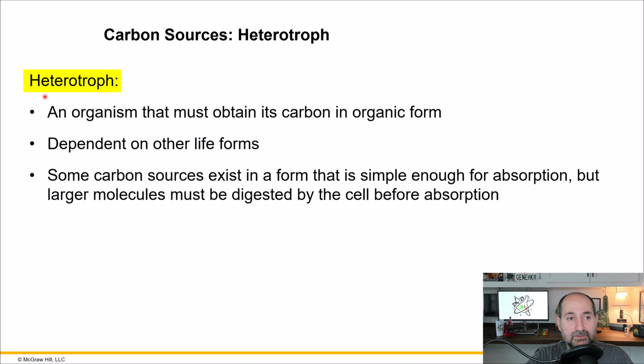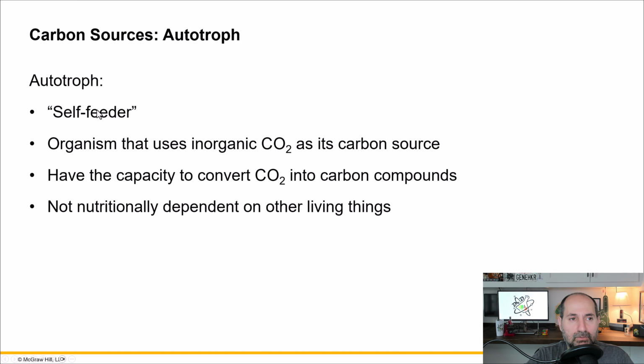You should know that heterotrophs are organisms that must obtain their carbon in organic form by digesting organic material. Whereas autotrophs are self-feeders. They obtain their carbon as CO2. So they do not need to ingest organic matter. They get their carbon from the air.